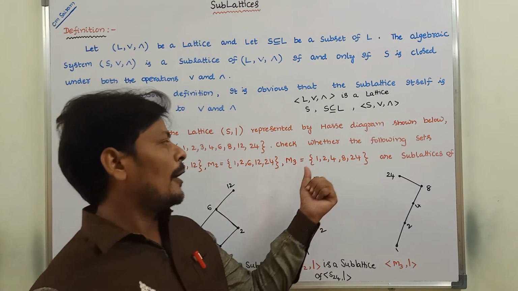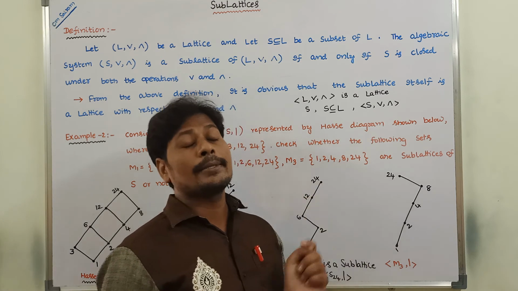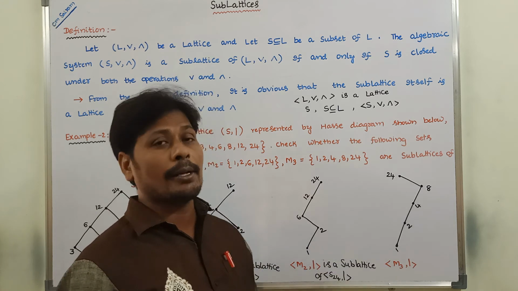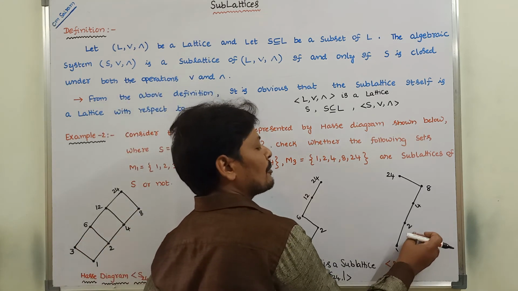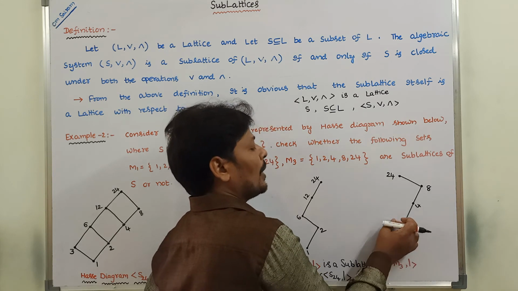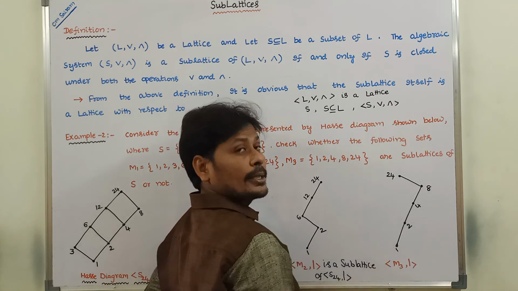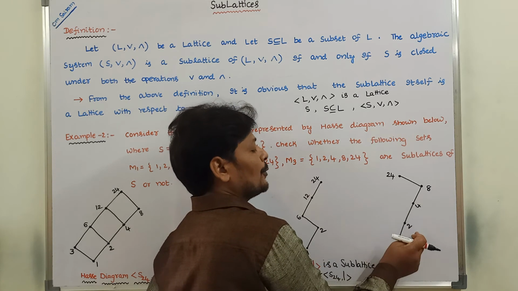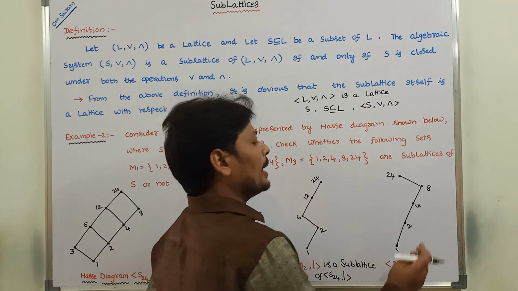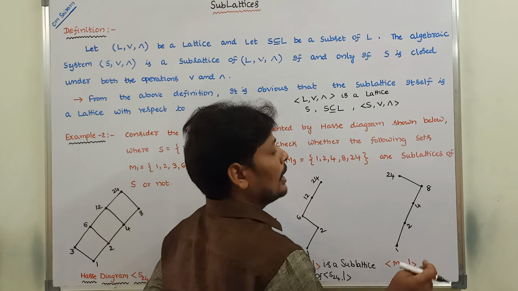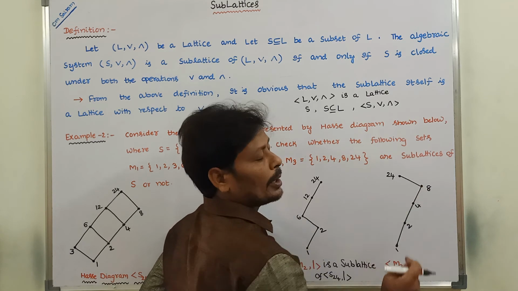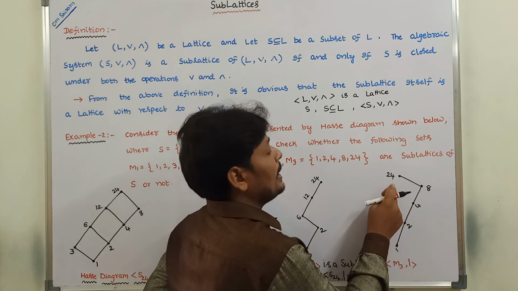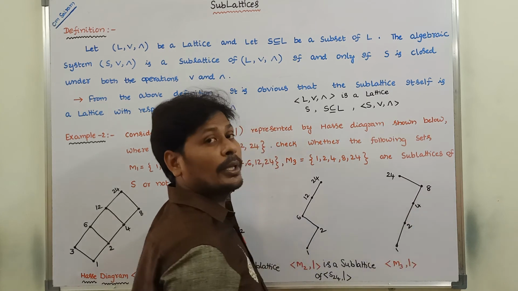Now we can take any pair of elements of M3 and check whether both the least upper bound and greatest lower bound exist. Take the pair 1 and 2: least upper bound is 2, greatest lower bound is 1. Take 2 and 4: least upper bound is 4, greatest lower bound is 2. Take 4 and 8: least upper bound is 8, greatest lower bound is 4. Take 8 and 24: least upper bound is 24, greatest lower bound is 8.